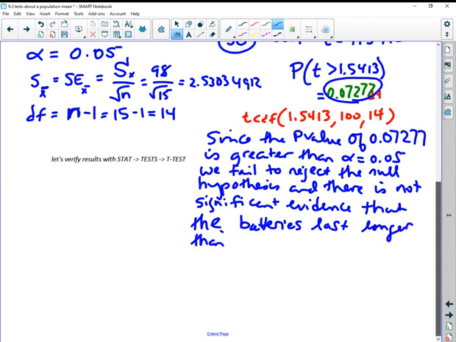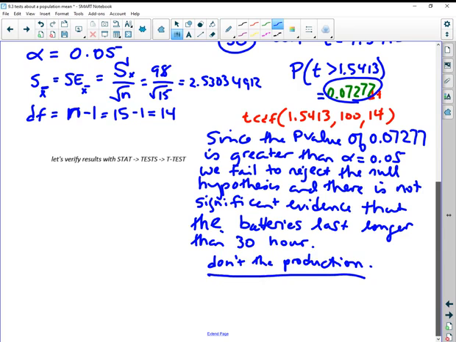than 30 hours. So, even though those batteries seem to have lasted longer, it's not statistically significant that they're lasting longer. So I would not change the production for these batteries. They don't really seem to be doing what they were promising.